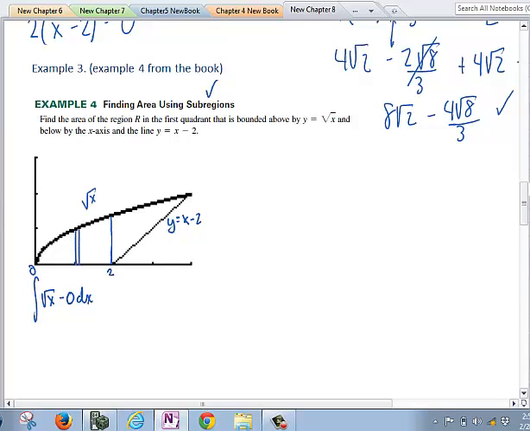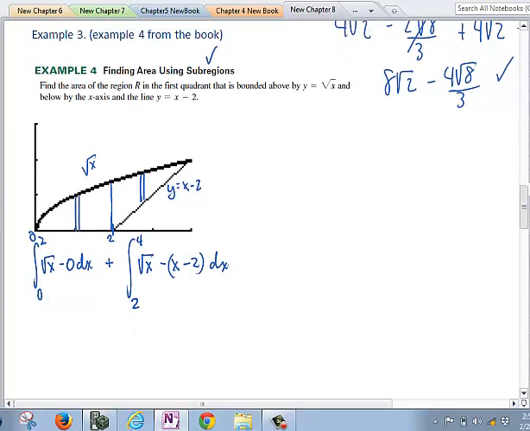0 to 2, because this is a second hash mark and that's 2. We're just going to assume that that crosses at 2, which I'm pretty sure it does. So you're going to integrate from 0 to 2. The second region is going to be, the top function is going to be root x again, but we're going to take away the area underneath x minus 2. That integral is going to be in a different domain, so it's going to be from 2 to 4.